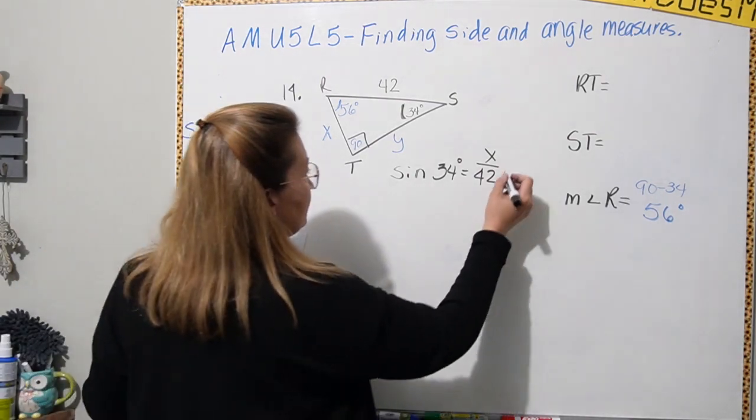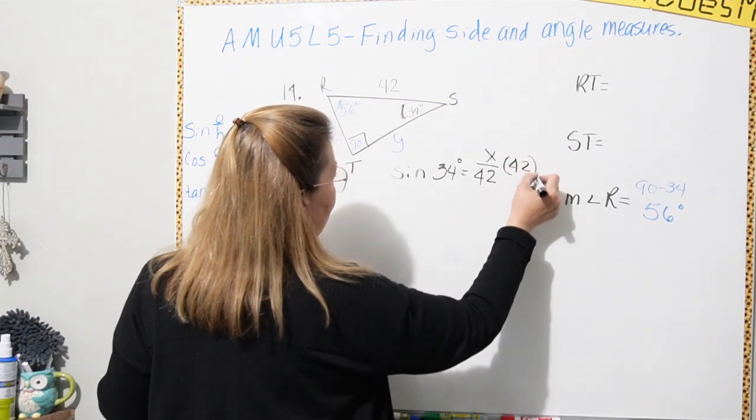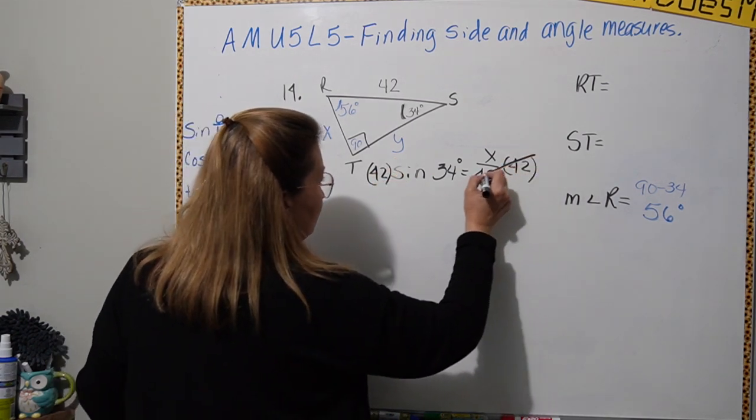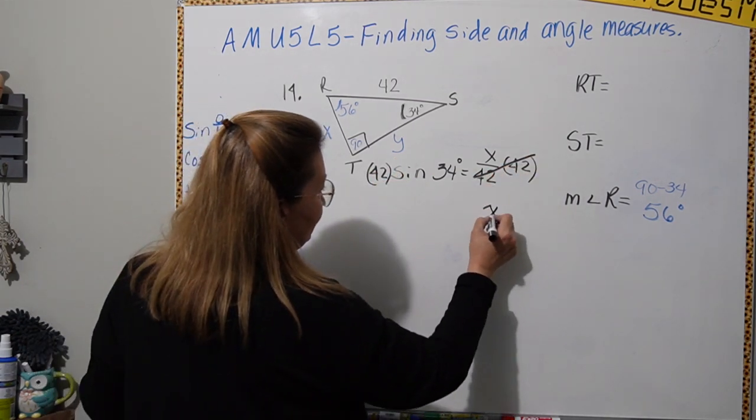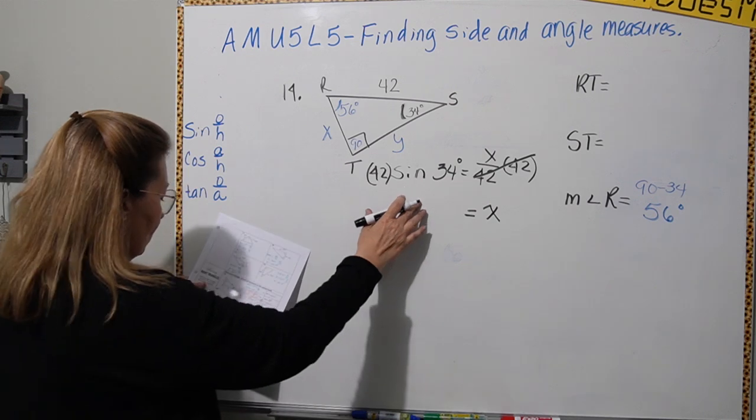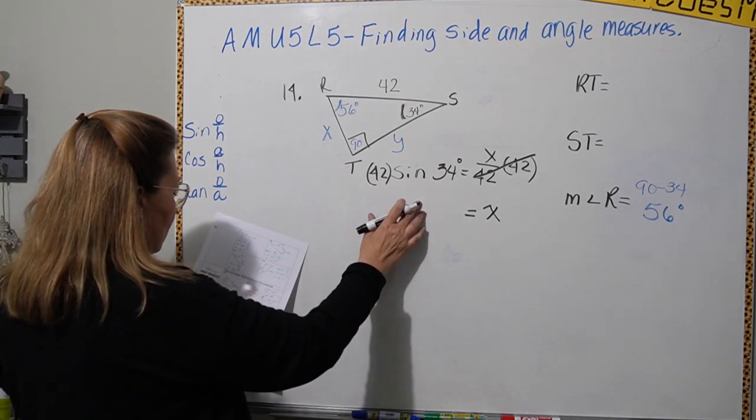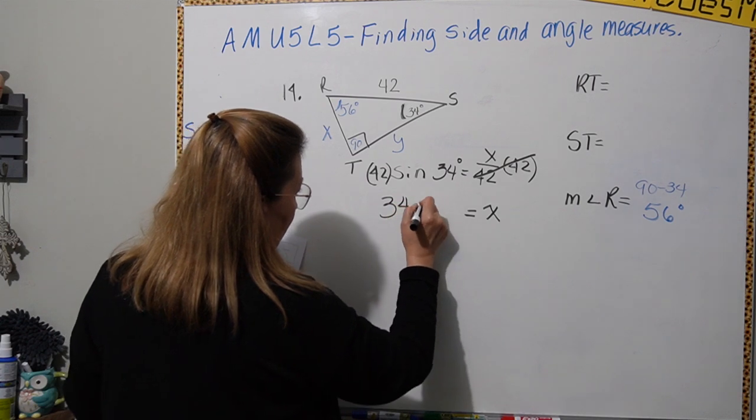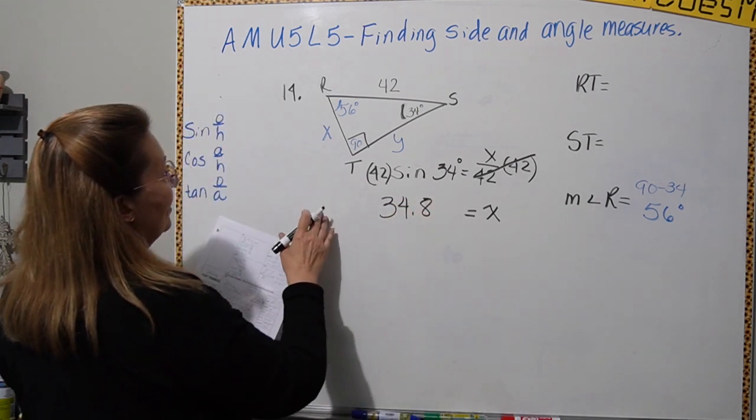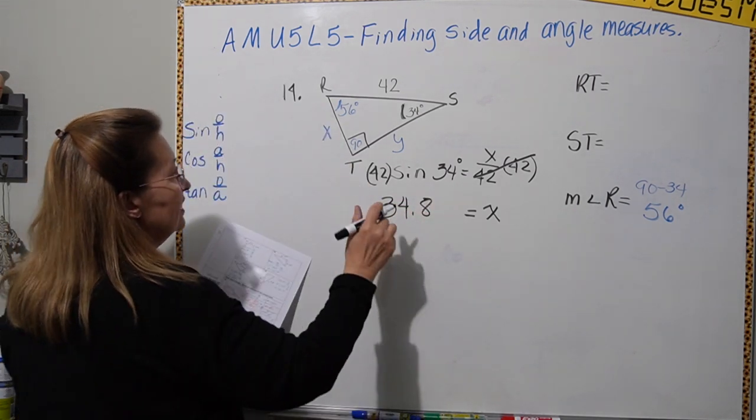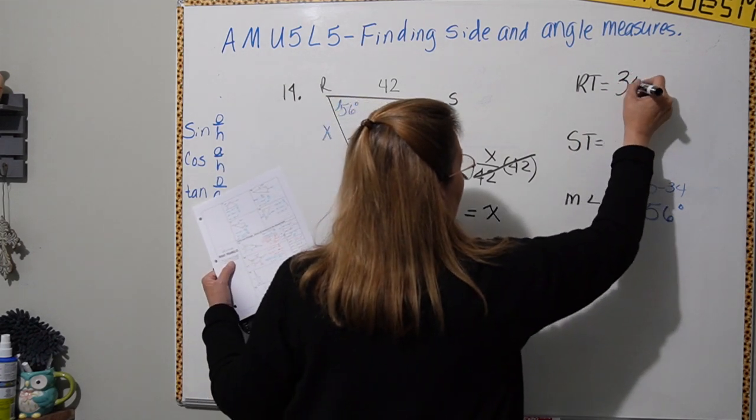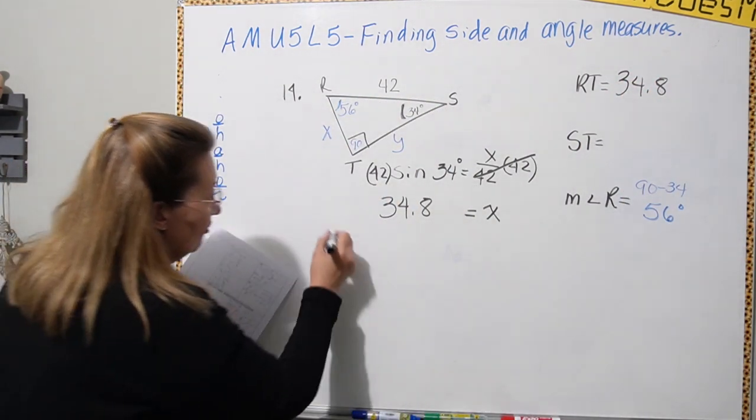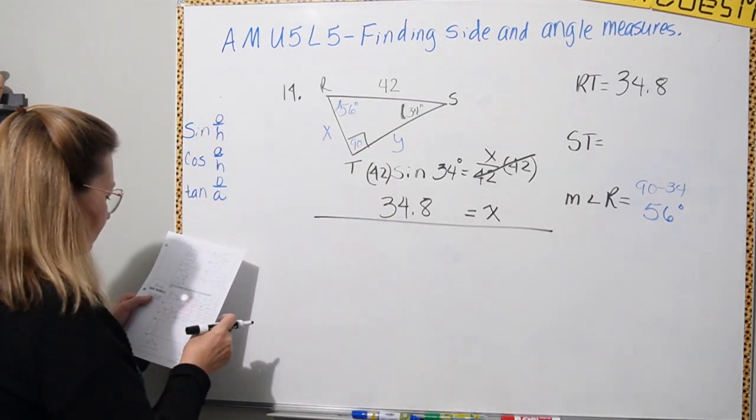And then solving this, just like we've been doing, I'm going to multiply both sides by 42. Now these two cancel out, so I have x equals, and when I punch all that into my calculator, that's going to tell me 34.8. So my side RT is 34.8. Okay? So now let's find that other side.